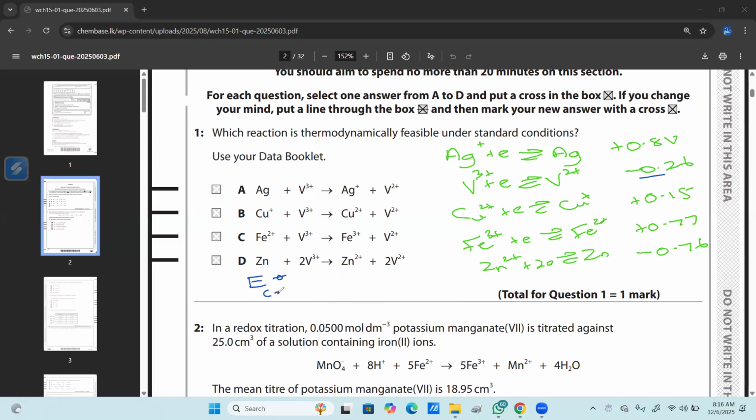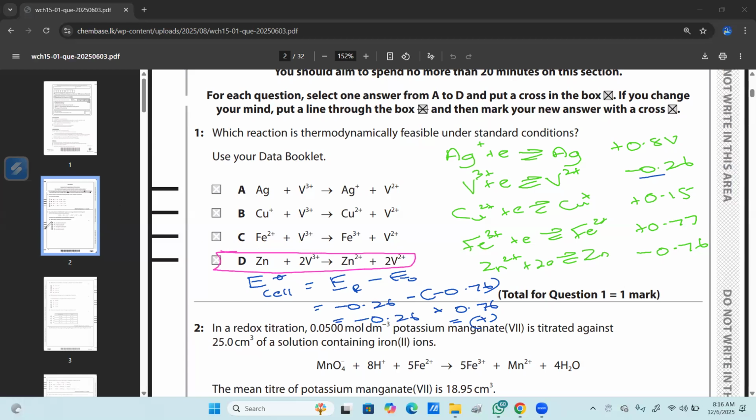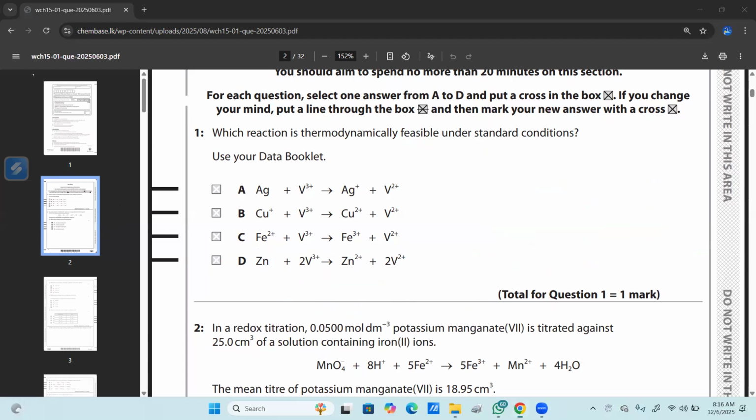So we'll see whether it has a positive value. In this, we can see vanadium is undergoing reduction, zinc undergoes oxidation, minus 0.76. So you can see it has a higher positive value. So the final answer will have a positive E0 value. Therefore, the correct answer for the first question is D, as it has a positive E0 value.